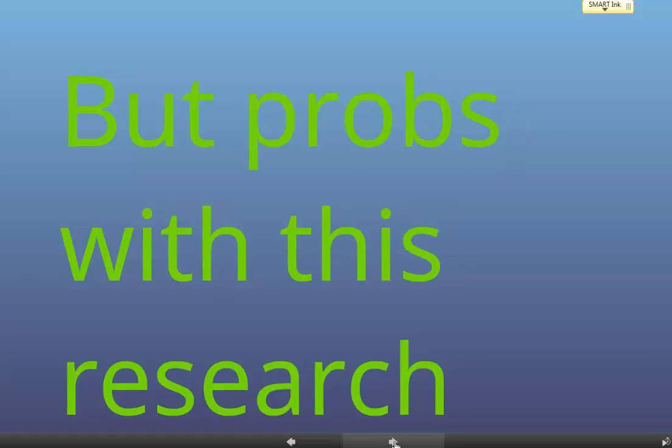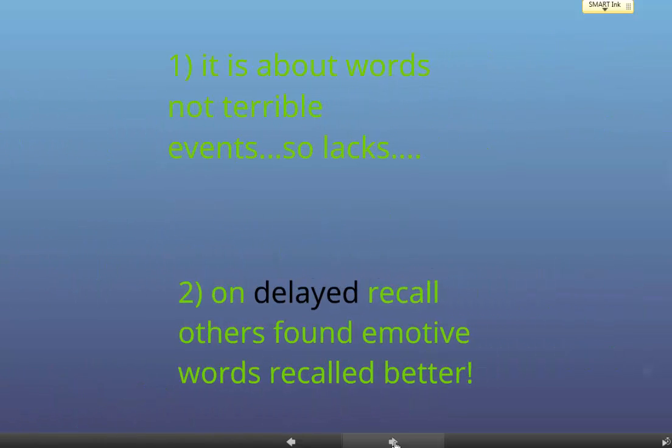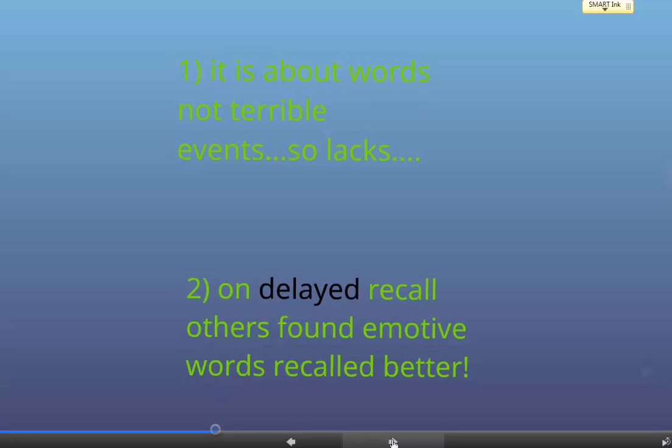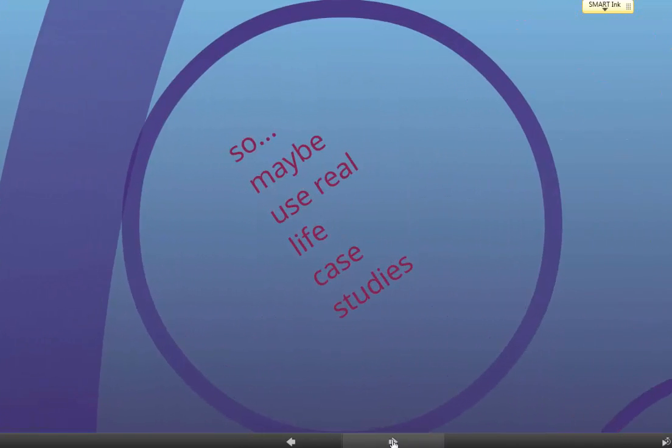Okay, the trouble is there are some problems with this research. First of all, as you can probably guess, it's about words. It's not about terrible events. So you should be able to now put in some keywords to develop this point. It lacks mundane realism, it lacks validity, etc. That's the first problem. Second one, on delayed recall, others like Parkin found that actually the emotive words were recalled better. So there's a bit of a problem with that research, with Levinger and Clark.